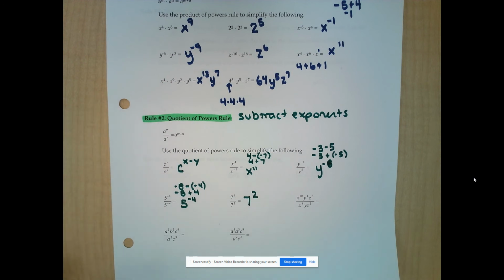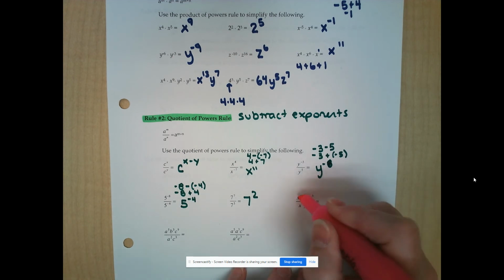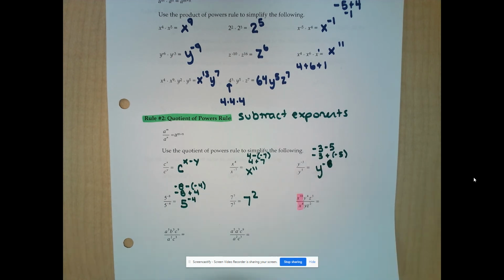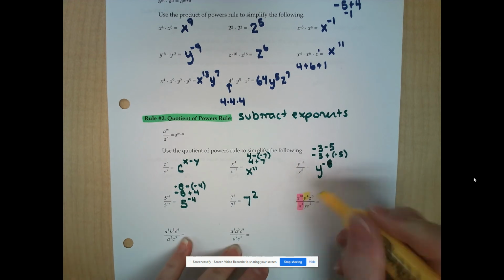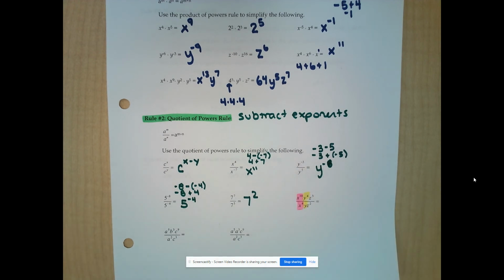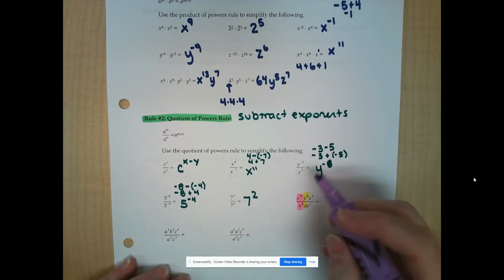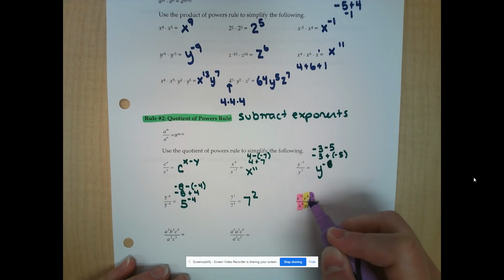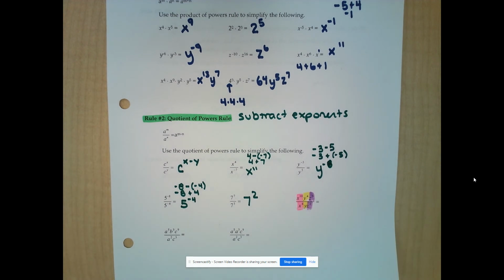Now here's where I said I was going to use some highlighters. I'm going to make sure that I'm only simplifying things with the same base. So I've got x to the 10th over x to the 4th, and those have the same base. And then I've got a y to the 4th over y. Those have the same base. And then I have a z to the 3rd over z to the 2nd with the same base. And I'm going to do the same process of subtracting the exponents, just one at a time.